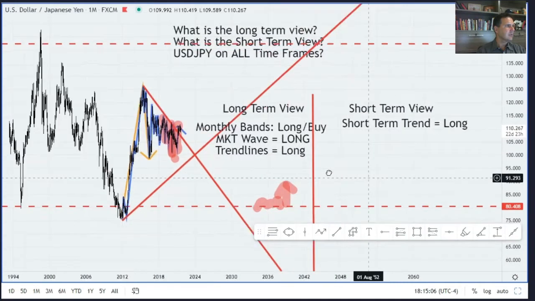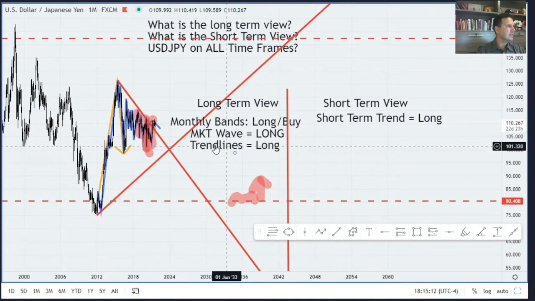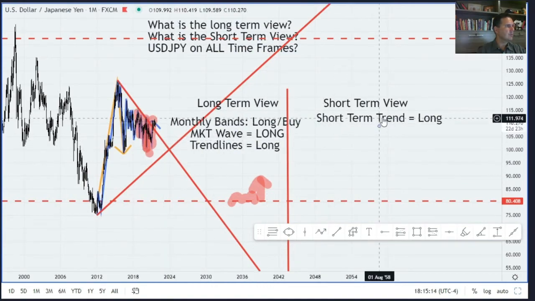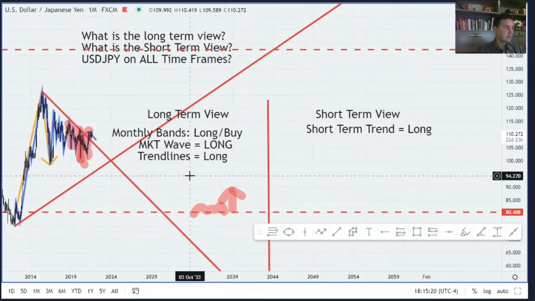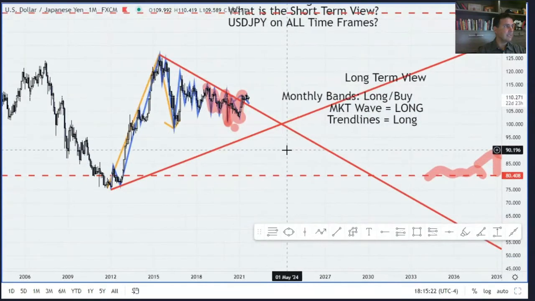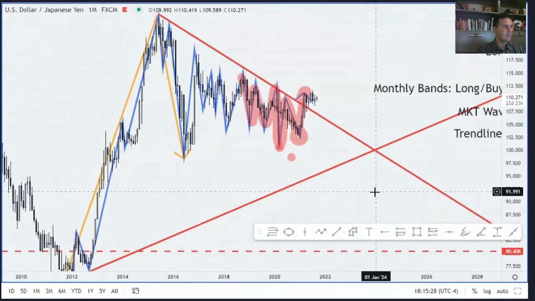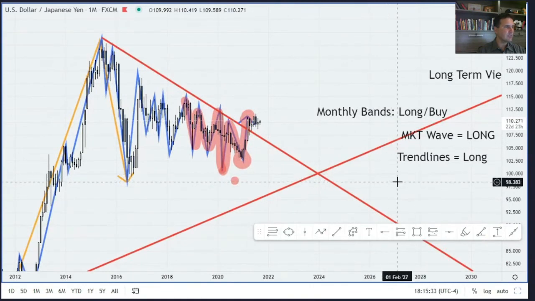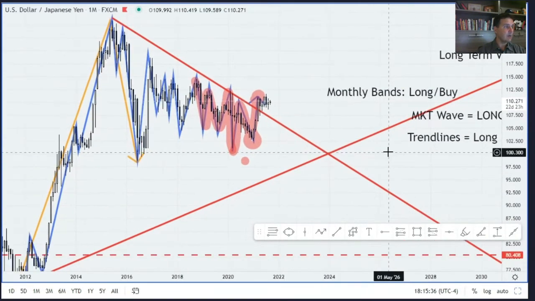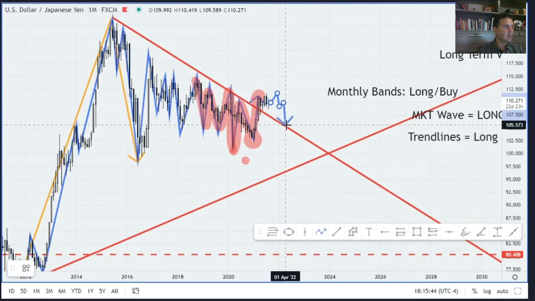Now, long-term view on USD JPY: it's long, buy. Market wave is long, trend lines are long, short-term trend is long. Now be careful. Why? Nobody is saying that the market cannot retrace. But talking about direction, the long-term direction and the short-term direction, it's long. Nobody is saying that the market on that short-term trend cannot retrace to another higher low.